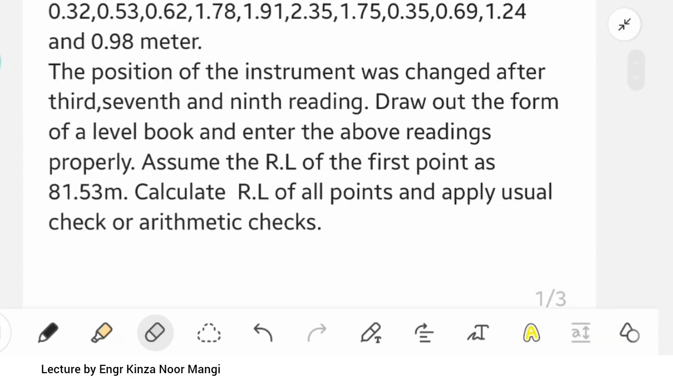The next statement is that the position of the instrument was changed after the third, seventh and ninth reading. Draw out the form of a level book and enter the above readings properly. Assume the reduced level of the first point is 81.53 meters, calculate the reduced levels of all points and apply the usual arithmetic checks.